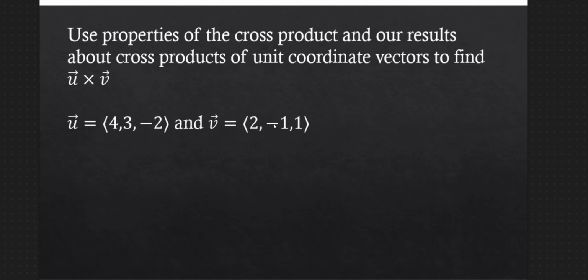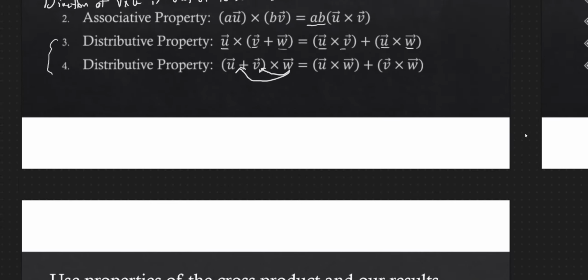You could use the right-hand rule and work out the direction of this. But that's sort of a lot of work. How else can we do this? Well, one way is to use our algebraic properties of the cross product.